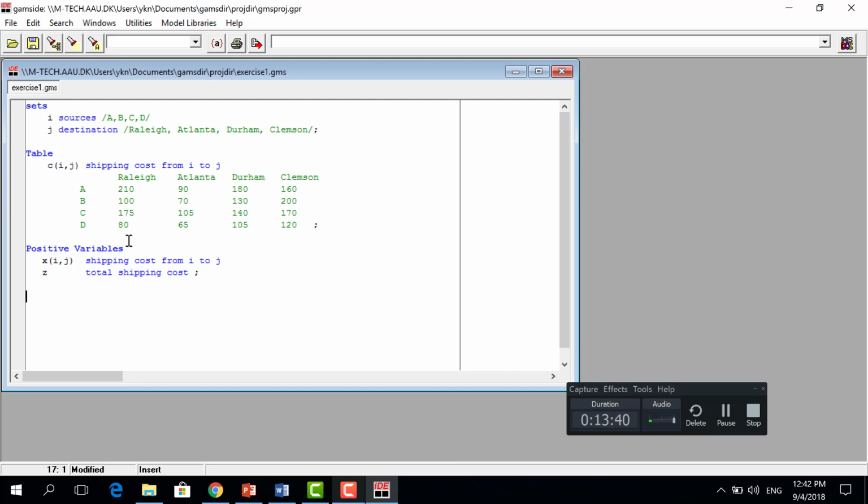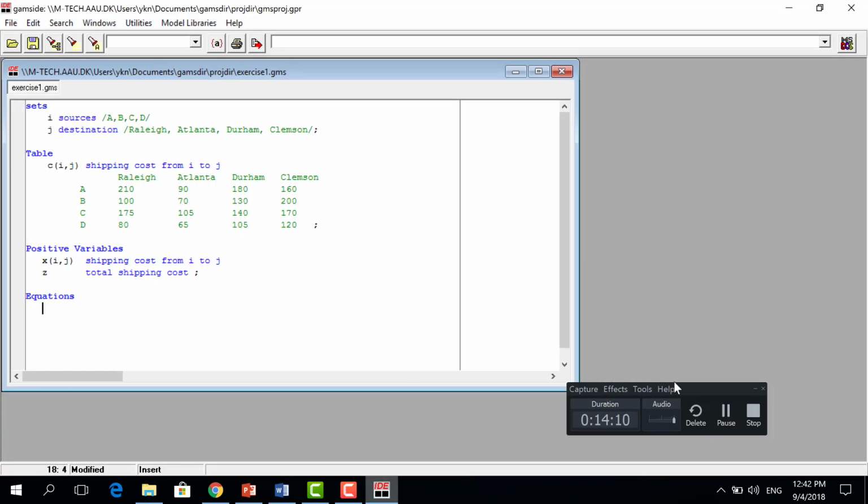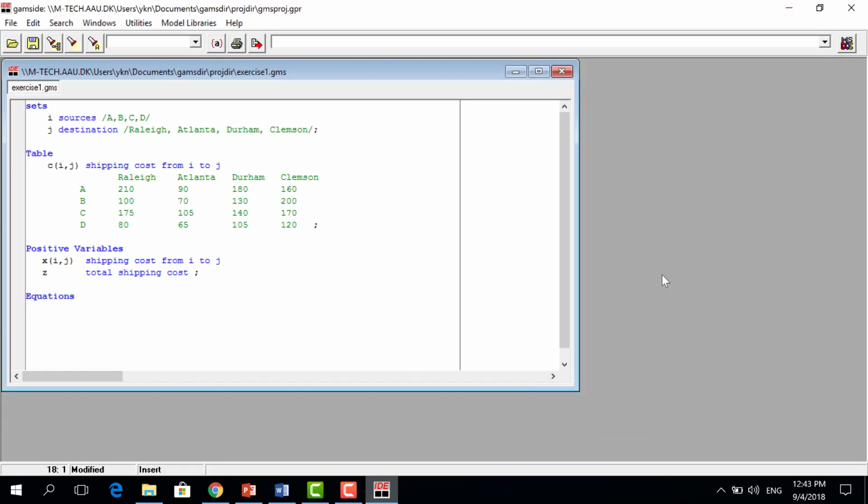And now we have equation here. In our problem formulation, how many equations do we have? One, two, three, and yes, we have four equations: constraint number one, number two, number three, and the objective function. Okay, let's start from constraint number one, sigma xij equal to one. Then we have equation one.